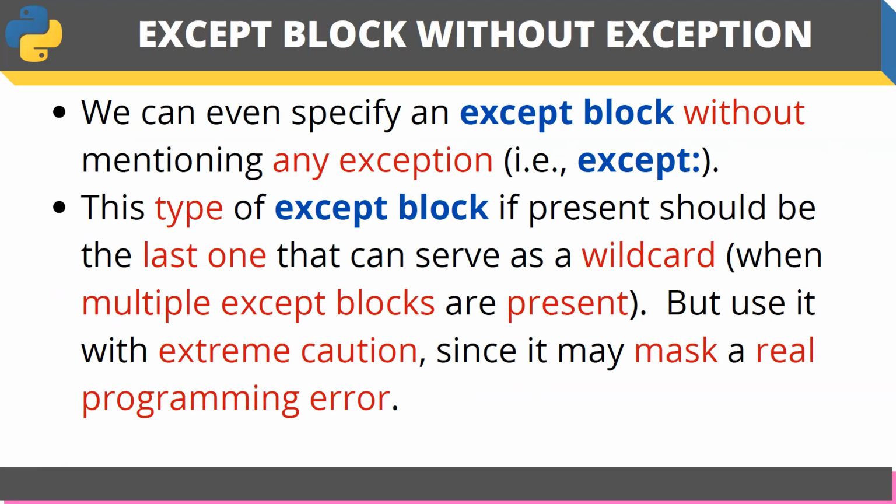Now, an except block without an exception. We can even specify an except block without mentioning any exception. We simply write except colon. This type of except block, if present, should be the last one, as it can serve as a wild card. Whenever multiple except blocks are present, we have to write this one last. But use it with extreme caution since it may mask a real programming error.